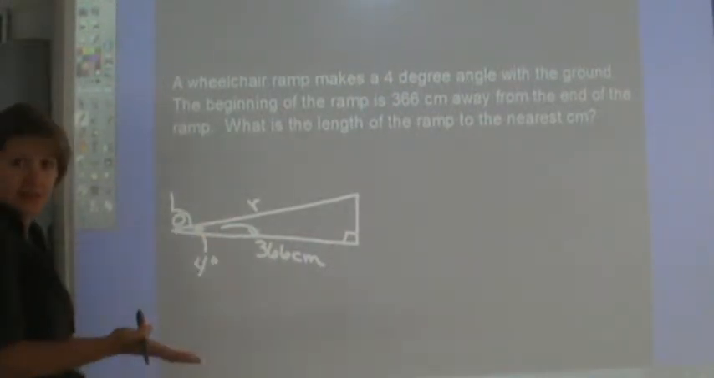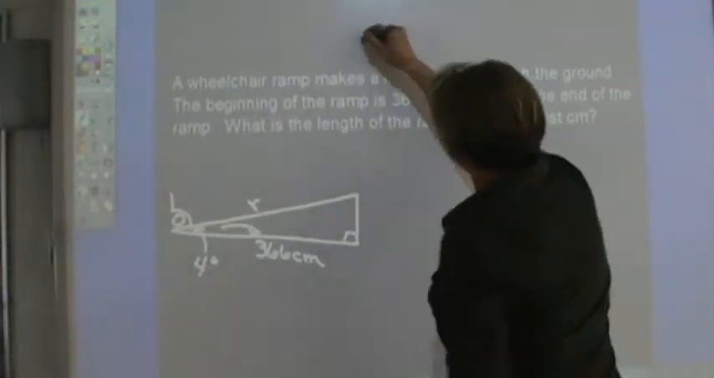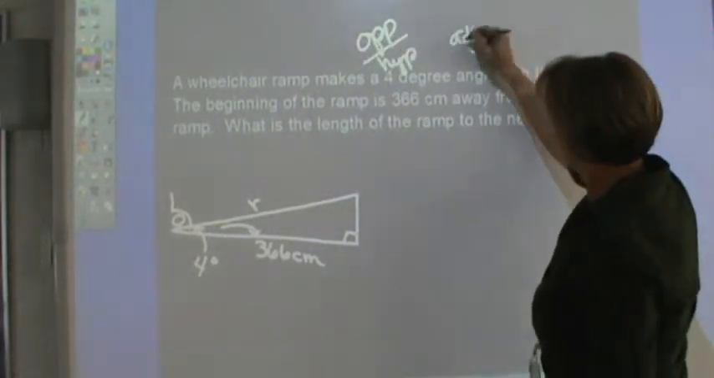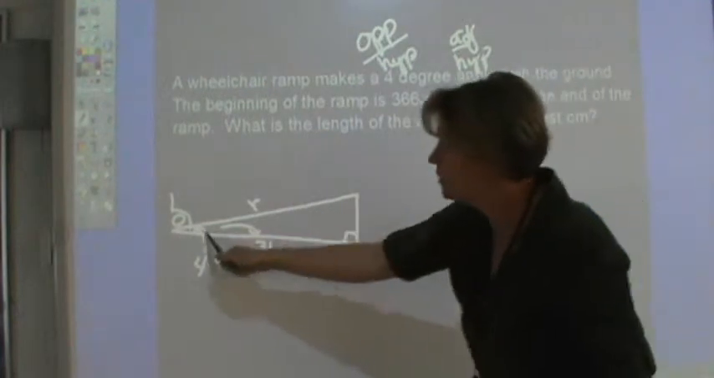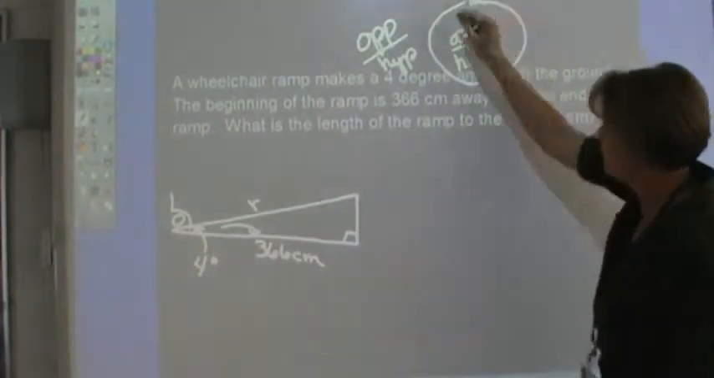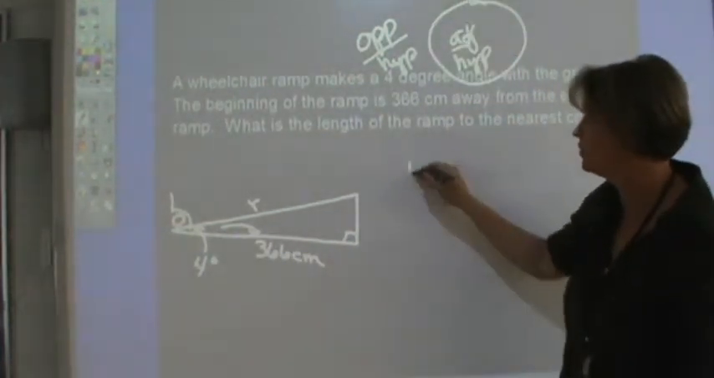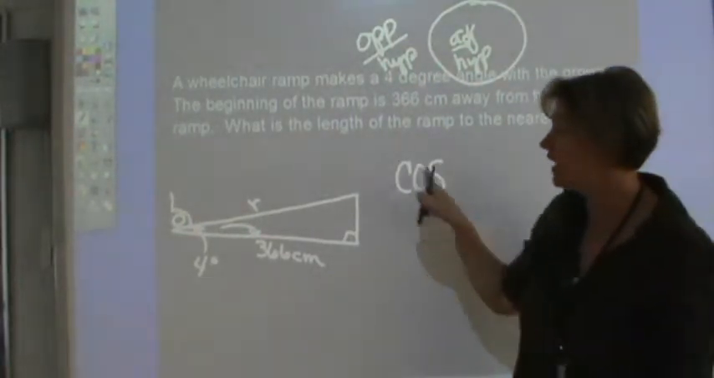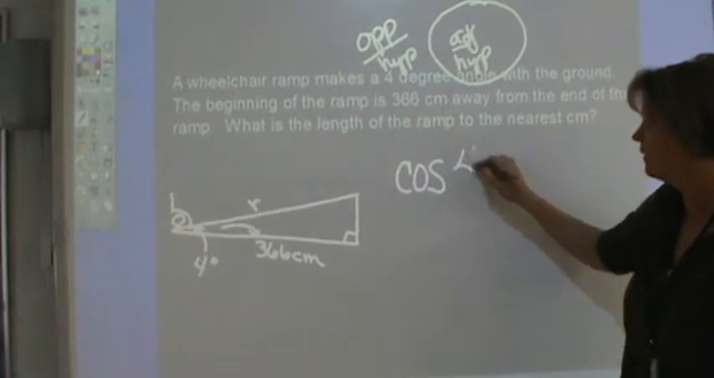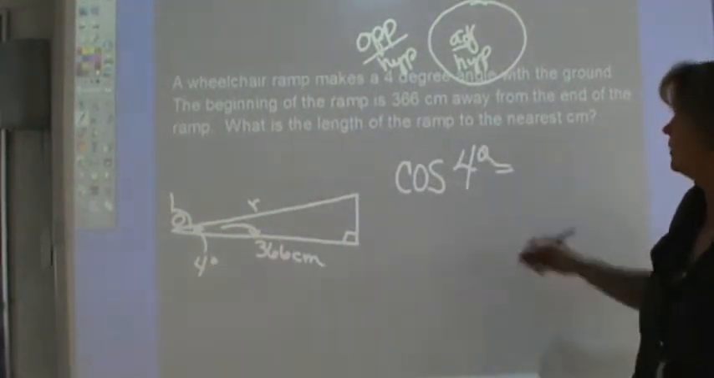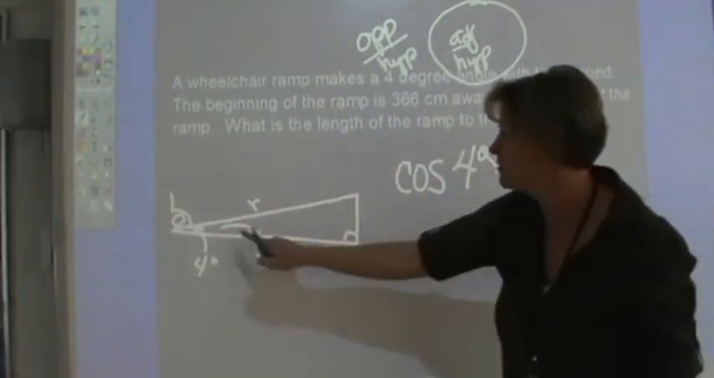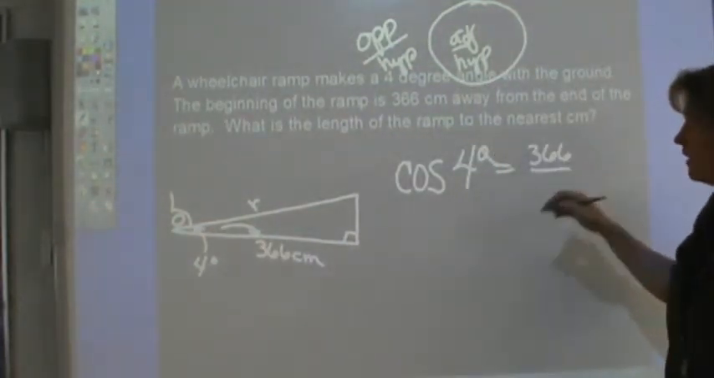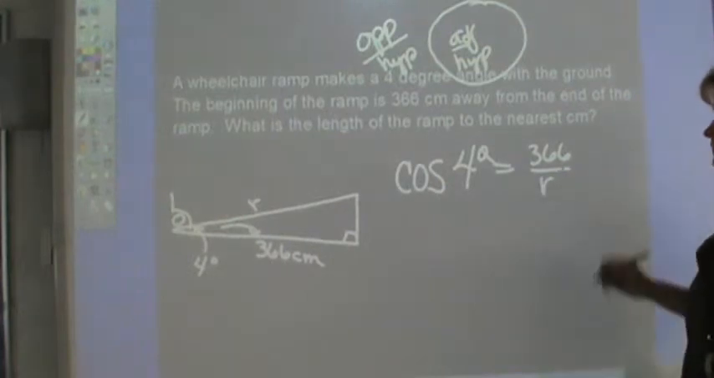Or adjacent to my angle. So between my two choices, I have opposite over hypotenuse or I have adjacent over hypotenuse. This one's right next to it, so I want this one. I want adjacent over hypotenuse, which is my cosine. So cosine of our 4-degree angle is going to be adjacent over hypotenuse. My adjacent is 366, and my hypotenuse is r.